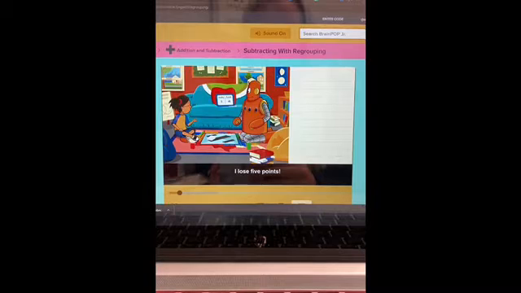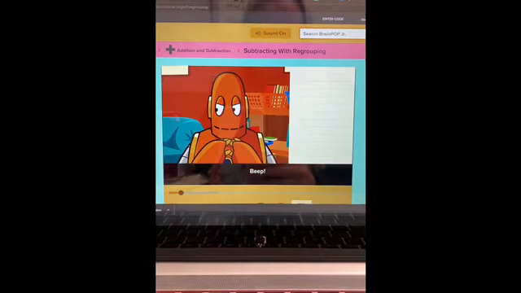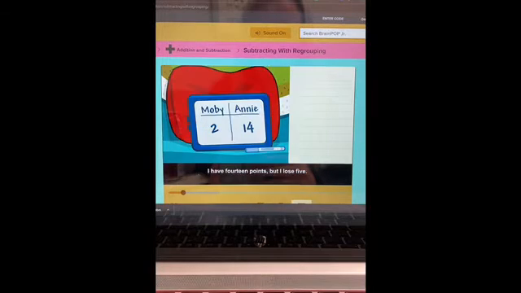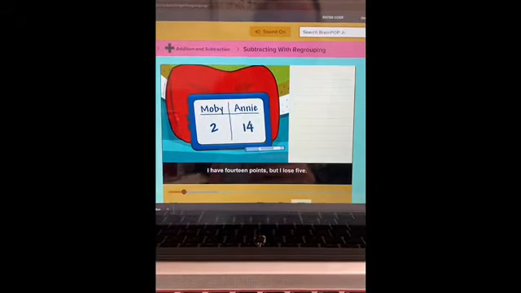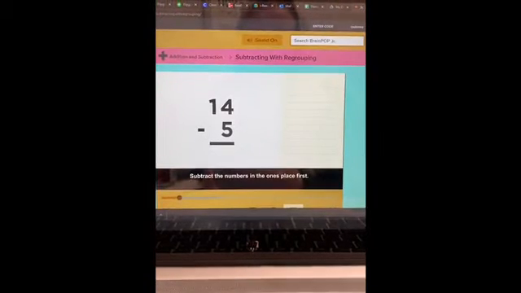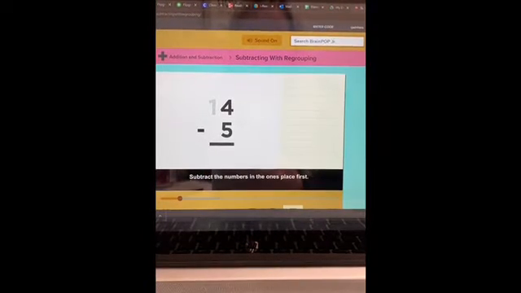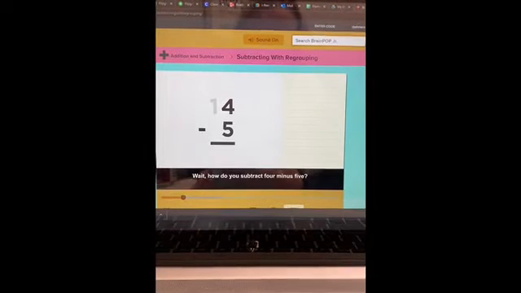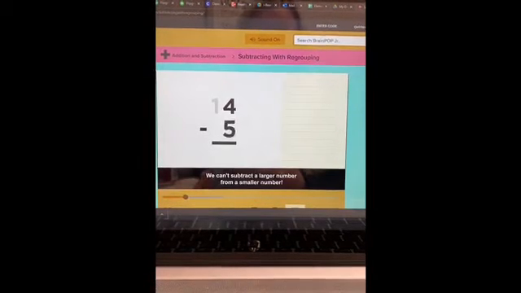Lose 5 points. How many points do I have? I have 14 points, but I lose 5. Subtract the numbers in the ones place first. Wait, how do you subtract 4 minus 5? You can't subtract a larger number from a smaller number.